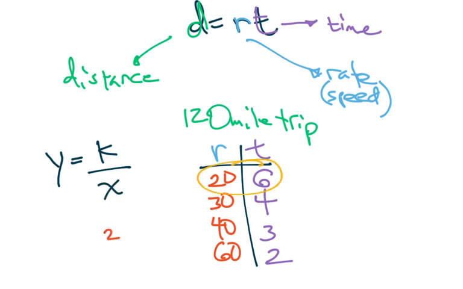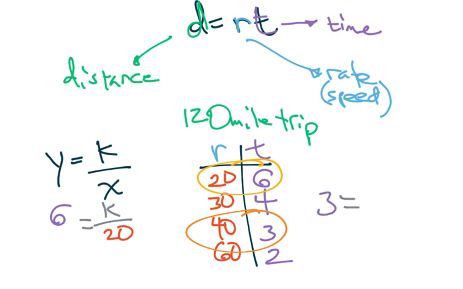So we're going to use this 26, and we're going to plug it in. So the x is my 20, the k is being divided by the 20, and the y is my 6. Let's set up one more situation. How about this one? So I'll say 3, that's my output, is equal to k, that constant of variation, over 40.